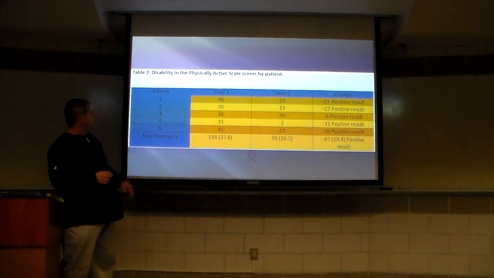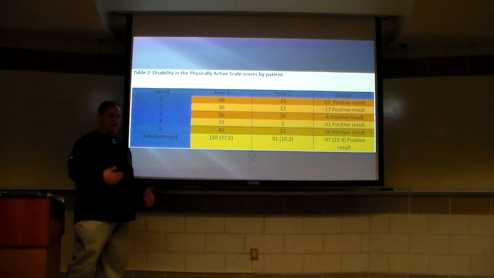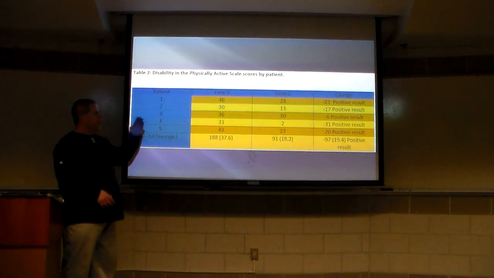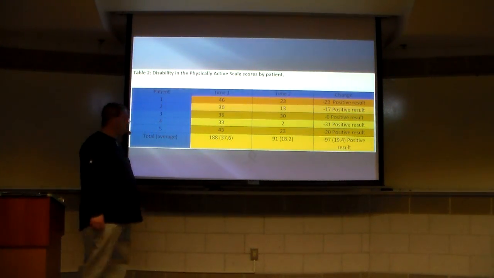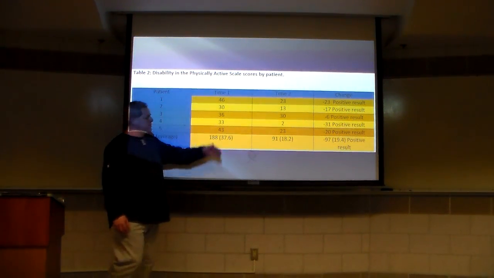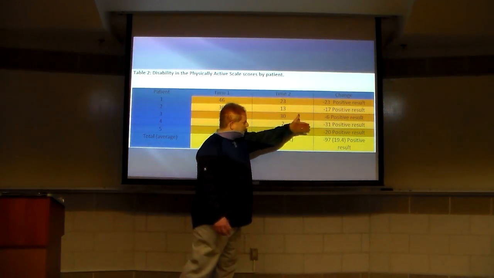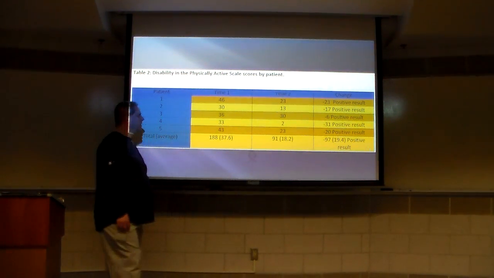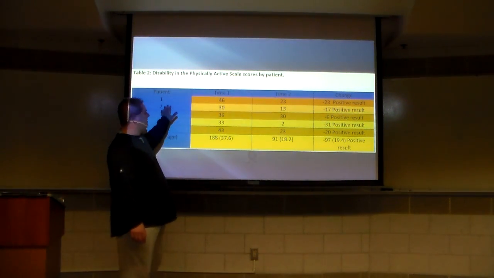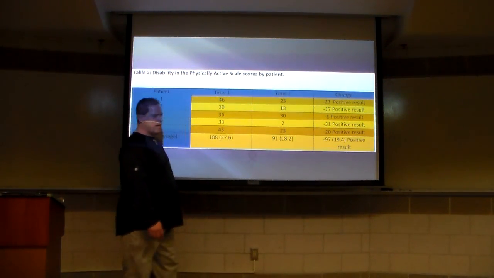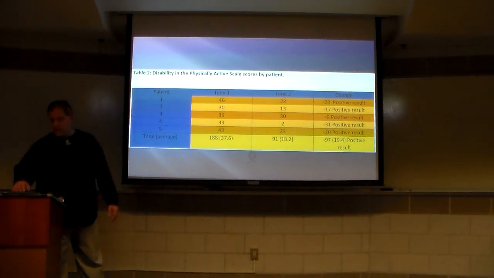Here is the disability and physically active scale. Again, just to make things complicated, they go in the opposite direction. The lower score is the better result. Everybody had positive results. It's negative here, but they went down, and that is a positive result. Again, patient one, who we're going to talk about for a couple minutes, went from a 46 to a 23. I found a lot of interesting things here with patient one.